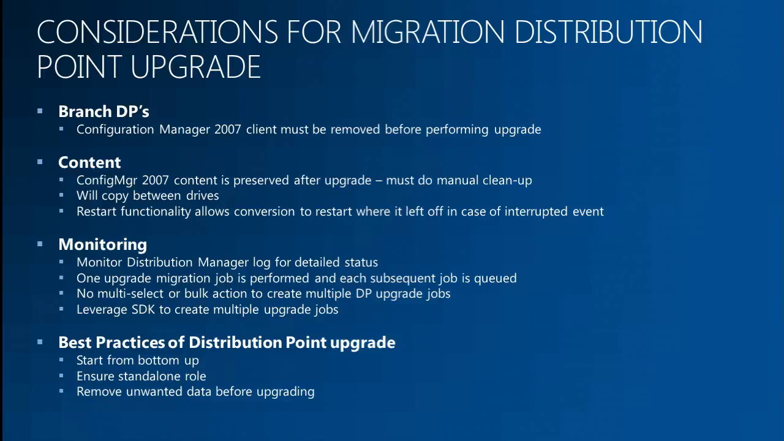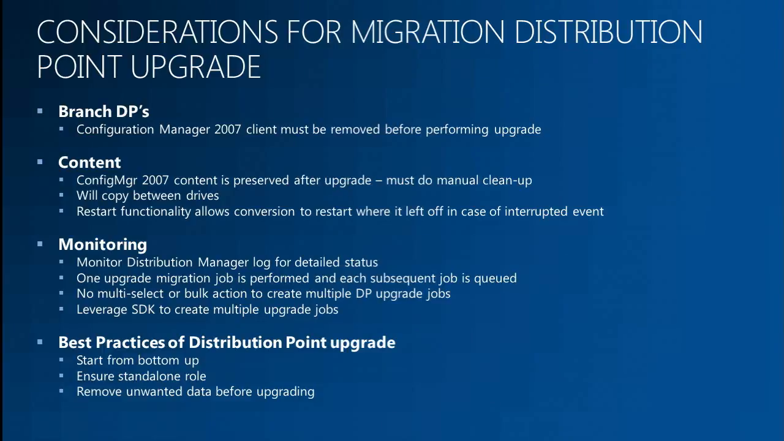In terms of content, I talked about copying between drives. The restart functionality, I talked about that. In terms of monitoring, I talked about if you want to look at that, you could look at the distribution manager log for the details of the 2012 deployment, and for the content conversion. We have no multi-select in there. So if you have 20,000 DPs, you've got to create 20,000 migration jobs for each of those because they're unique in their nature. Or you can leverage the SDK when that comes out in order to automate that process a little bit more.